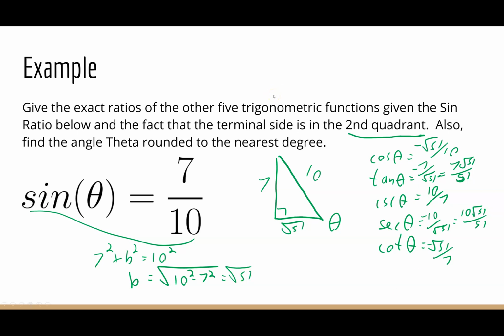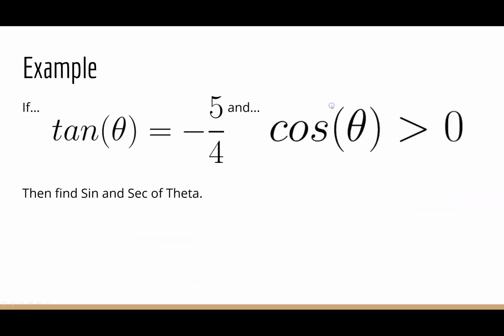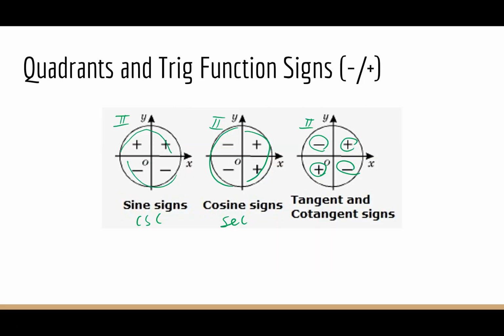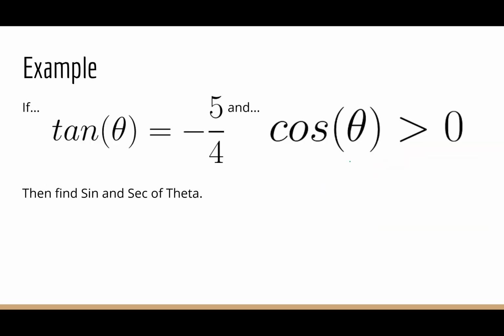So I'm just going to show you a few more examples about how the information can look cryptic when in reality it's no different than this problem. So here's one. If tangent theta equals negative 5/4 and cosine is positive, then find sine and secant of theta. So this one's not directly telling us the quadrant, but we know that tangent is negative, cosine is positive. So cosine is positive on the right. Tangent is negative on the bottom right. So we're in quadrant 4.